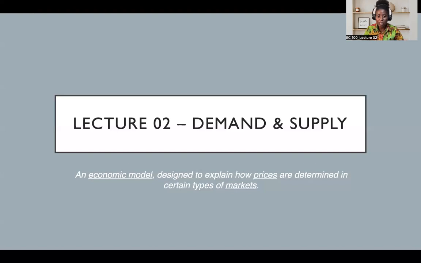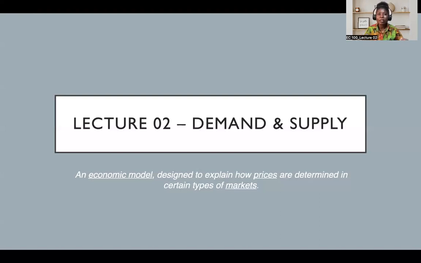So the same case here. This is one of those many models in economics, designed to explain how prices are determined in certain types of markets. So we have prices and then we have markets.